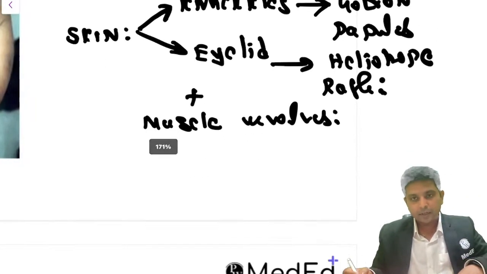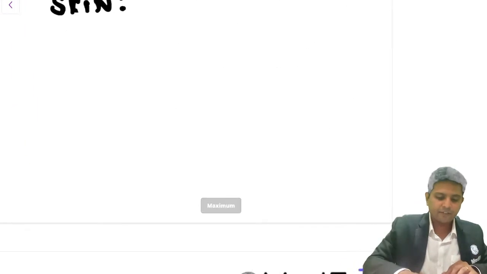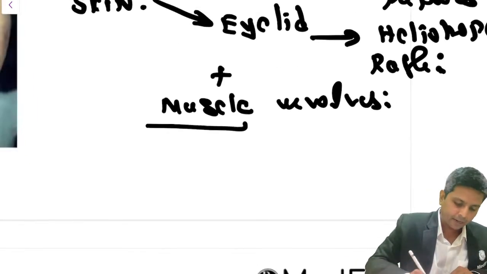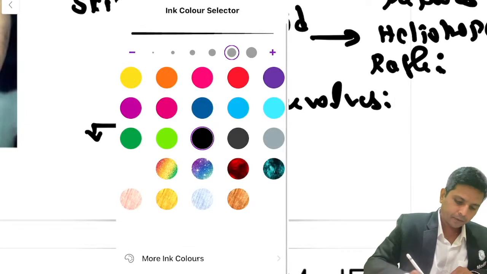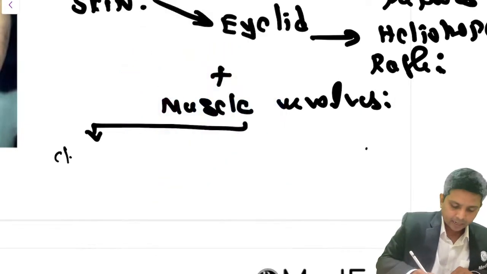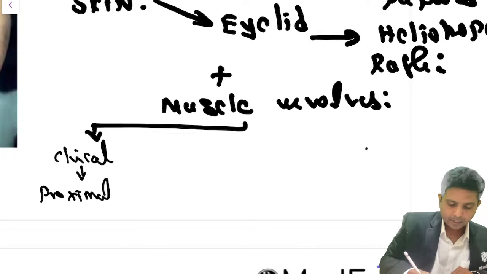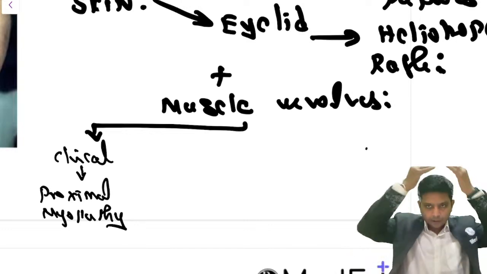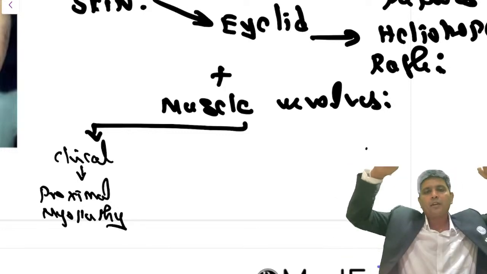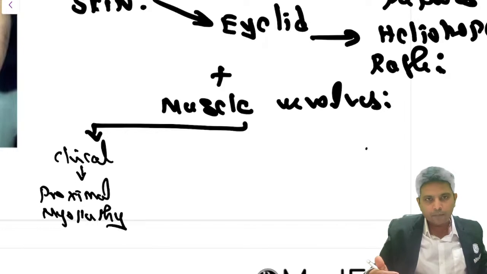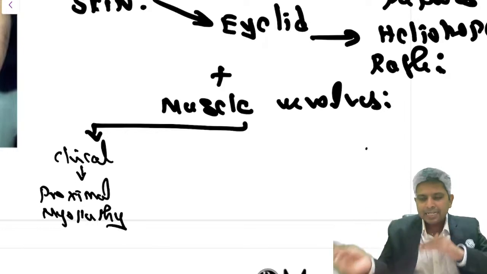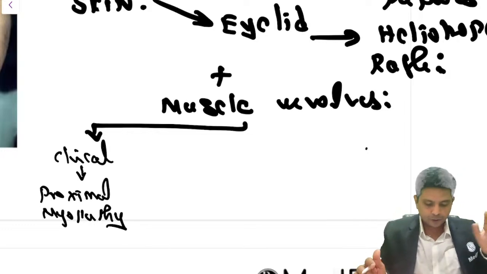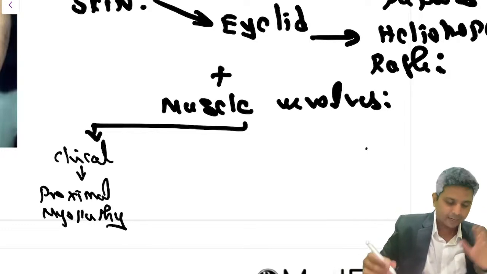So my dear boys and girls, how can muscle involvement be identified? One is clinical. Clinical means proximal myopathy. If it involves the upper limb, you will find it difficult to comb or to raise your hands above the level of the shoulder. If it involves the lower limb, you will find it difficult to get up from sitting, or from supine to standing position. This is clinical.